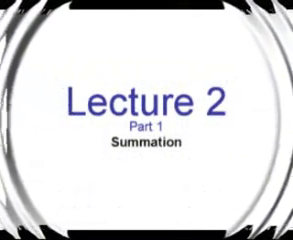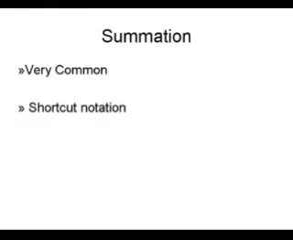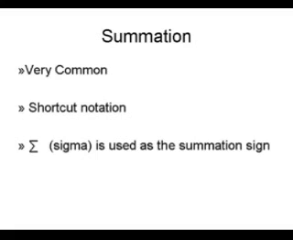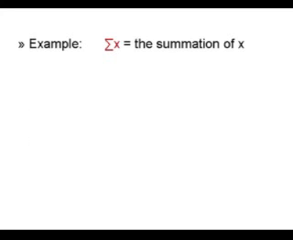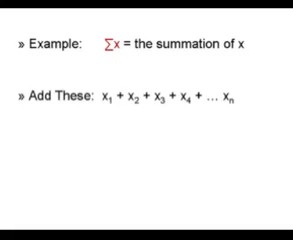In the following lecture, we will explore the summation property of statistics. Addition is a very common operation in statistics. Shortcut notation is used because of the frequent use of summation. In statistical operations, the Greek capital symbol sigma is used as the summation sign. Here's an example. Sigma x means the summation of x.